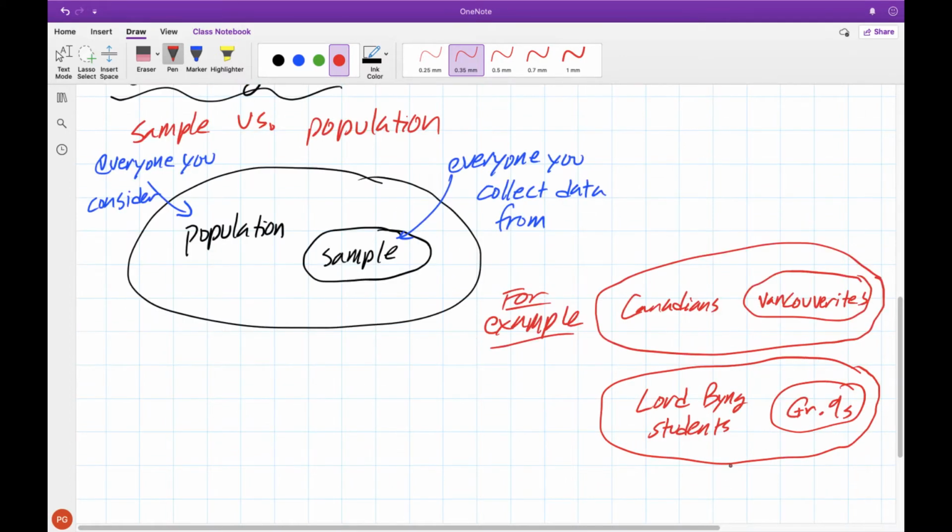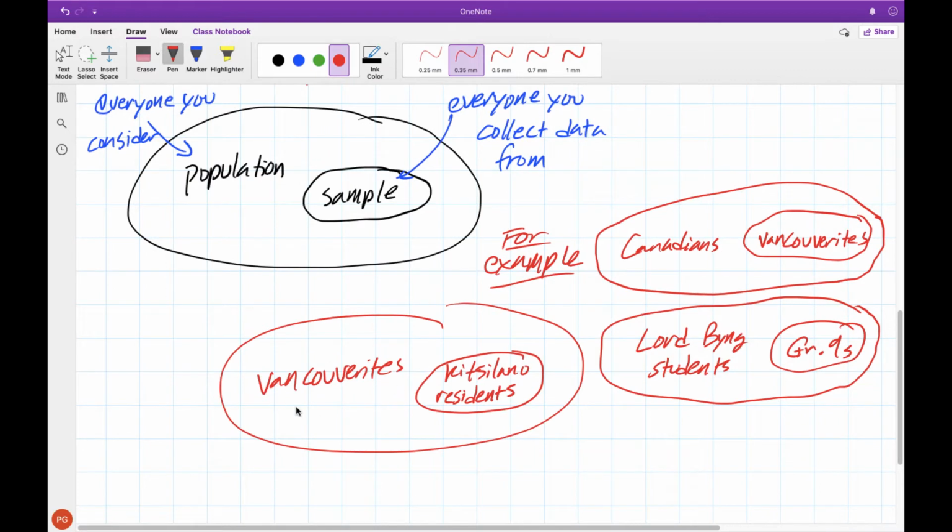You might be doing a poll of Lord Byng students, but because you're in grade 9, you only ask other grade 9s. Maybe you're doing a study of Vancouverites in general, but since you live in Kitsilano, you only ask people that live in Kitsilano as well. What I want you to notice here is that depending on what sort of study you're doing, your sample and your population could end up being the same thing. So notice in one study, Vancouverites was our sample. In another study, Vancouverites was our whole population.